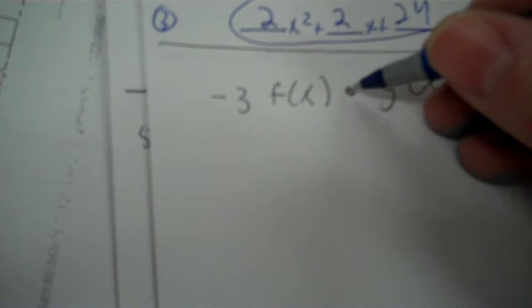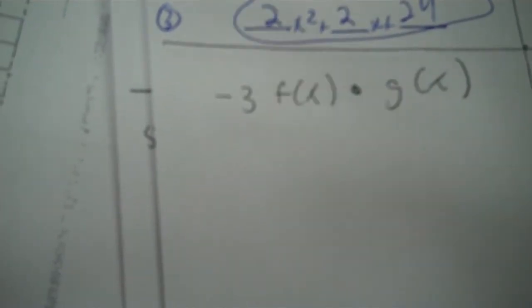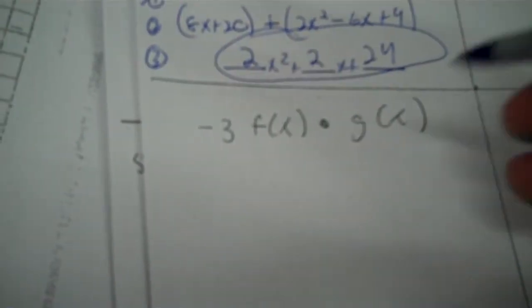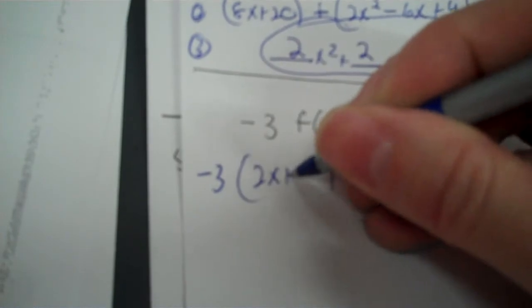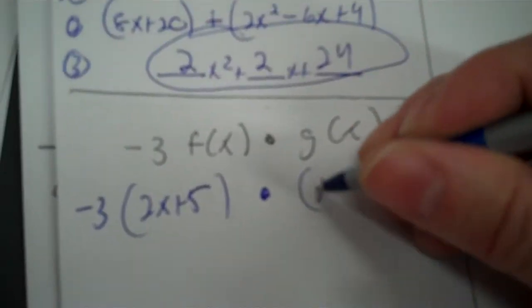Okay, now this is one you haven't seen. This time the circle's closed, so it's not the insert, okay? It's not the input. Okay, what it is is a multiplication, okay? So I apply that negative 3 here, and f of x is 2x plus 5, and g of x is x to the power 2 minus 3x plus 2.